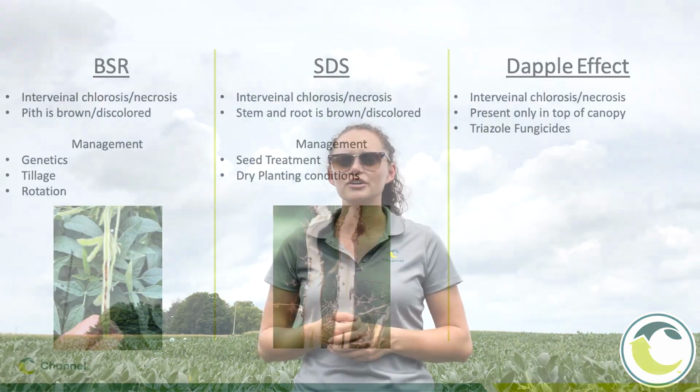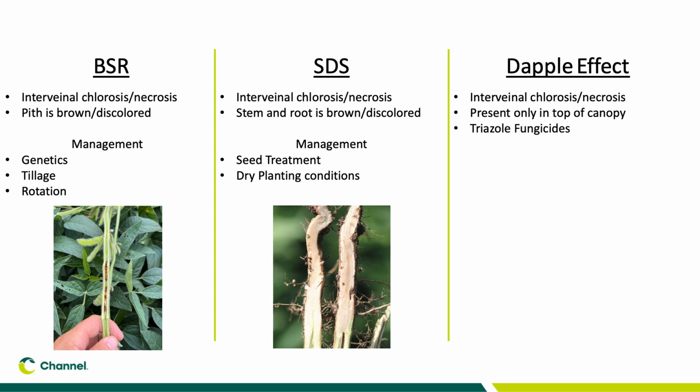So to line the 3 up side by side, those above ground symptoms, the interveinal chlorosis and necrosis, we're going to see that with BSR, SDS, and the dapple effect. So again, we're going to want to dig those plants, we're going to split stems and see if we can't see a difference in those between the 3. So with the dapple effect, we're going to have a healthy stem. With BSR, we're going to have that brown discolored pith, and then SDS, it's going to be the lower stem closer to the soil line.